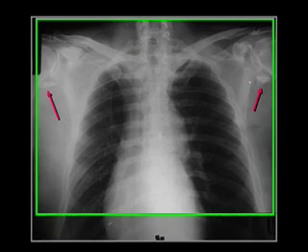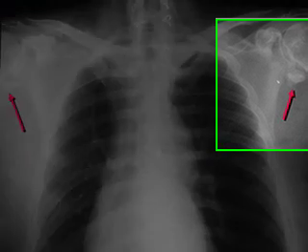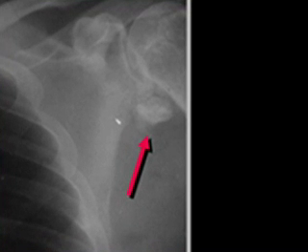This is a patient who is quadriplegic as a result of a swimming pool accident, and you can see in both axillae there are dense areas of ossification which represent the heterotopic ossification of paralysis.